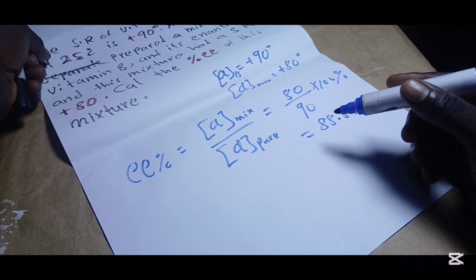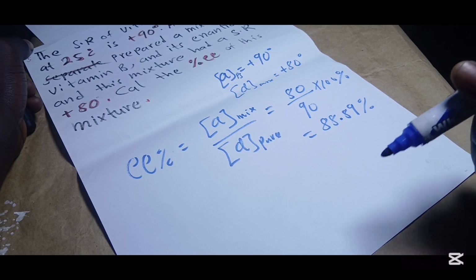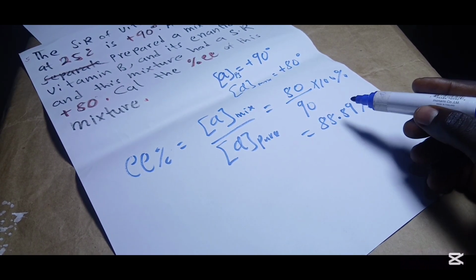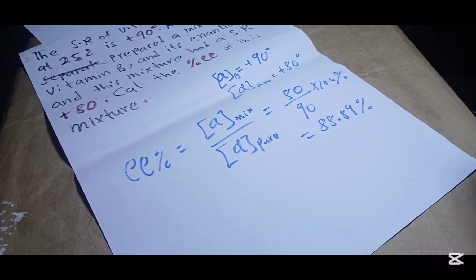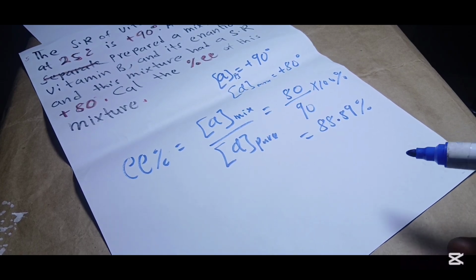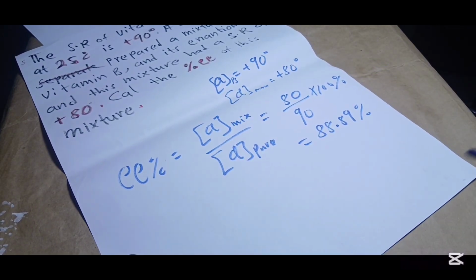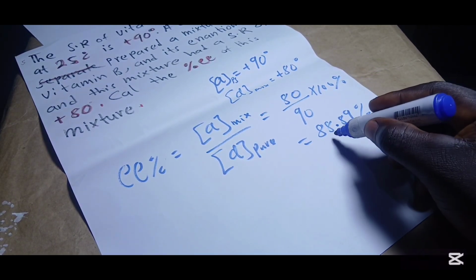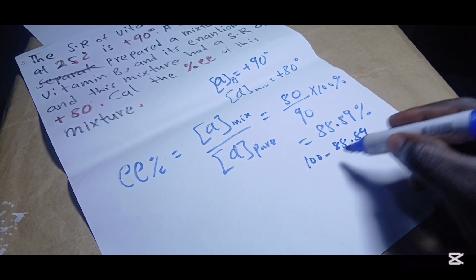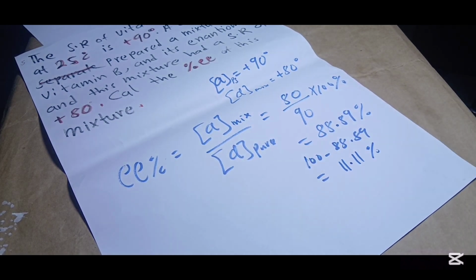So the chemist is interested in separating vitamin B, but in the solution we have the other enantiomer of vitamin B. That is why we are not getting 100%. If the solution were purely vitamin B without its enantiomer, the enantiomeric excess would give us 100%. So it means that some of the vitamin B has formed a racemic with the other enantiomer in the solution. So let's find the difference: 100 minus 88.9 gives us 11.11%.